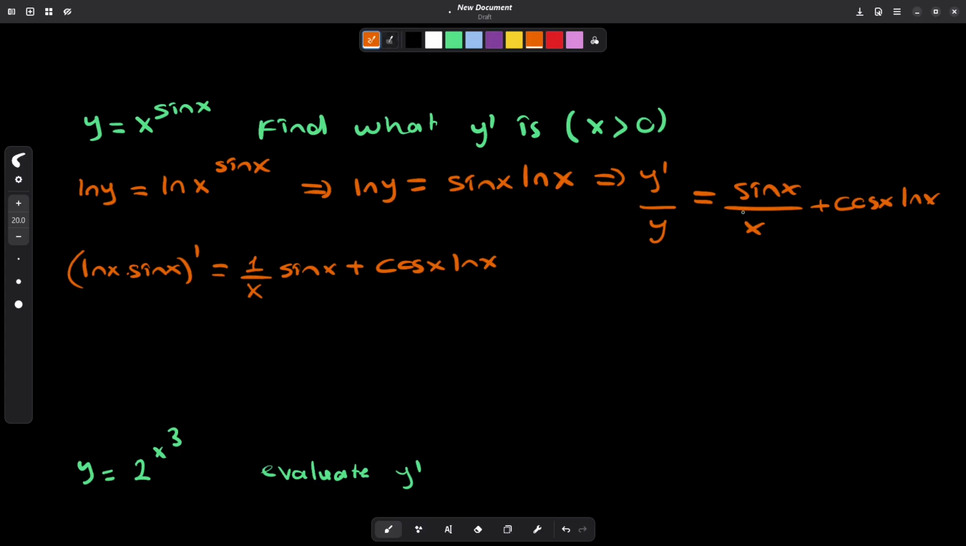Next step is sending the y to the other side, multiplying both sides with y. Y derivative is equal to, what is my y? x to the power of sine x. Y derivative is x to the sine x multiplied with sine x over x plus cosine x multiplied with ln x.